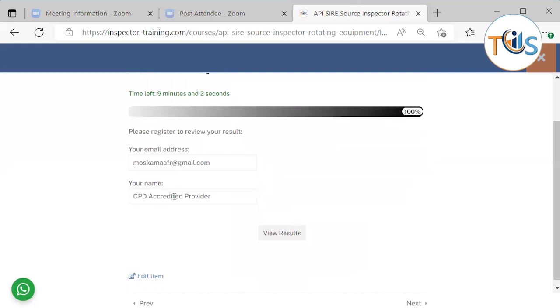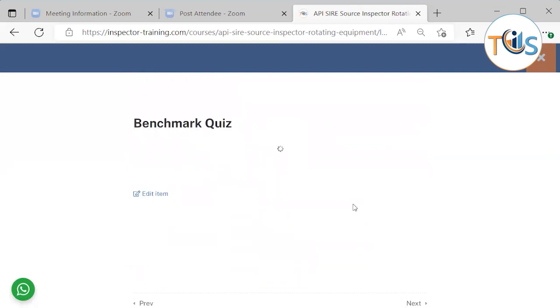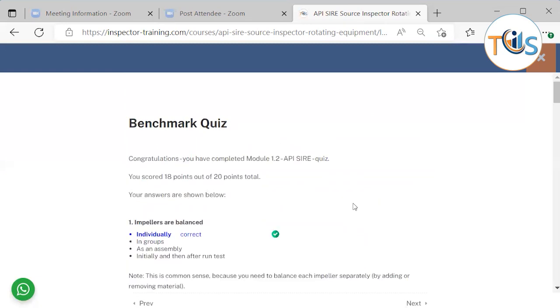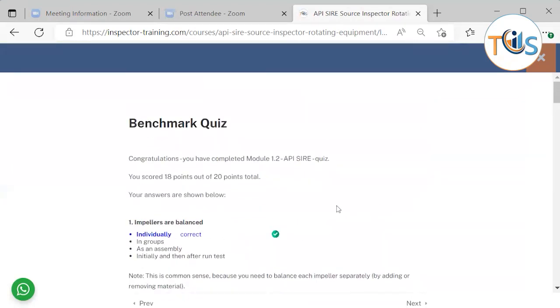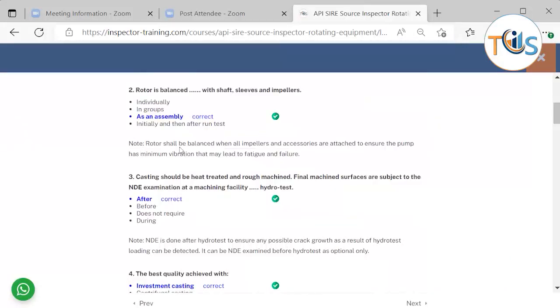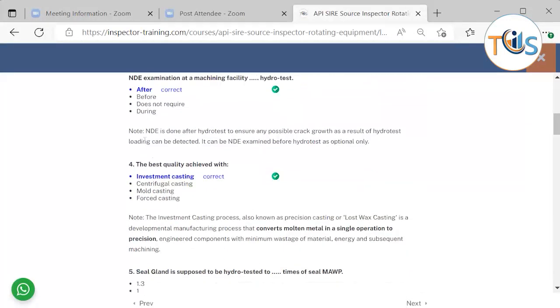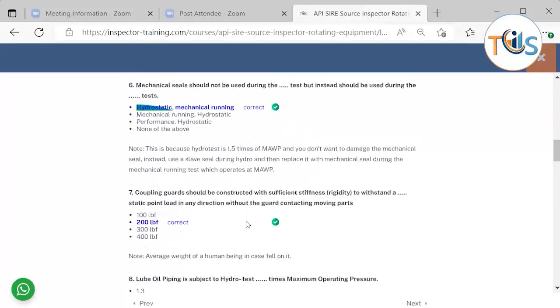If you put in your email and your name, an email will also go to you about the score sheet that you've got for this quiz. And it also comes with explanation and notes on why a question is right or wrong, as you can see here.